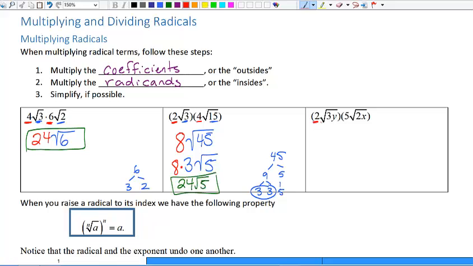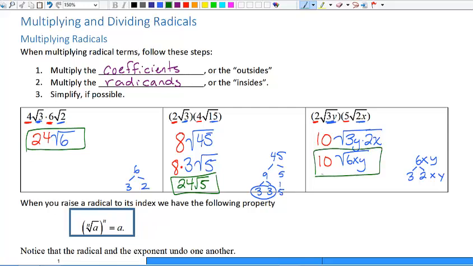On the next problem, we have 2 and 5 as coefficients, so we're going to multiply those to get 10. Under the radical, we have 3y and 2x, so I'm going to multiply both radicands. 3y times 2x, that's 6xy. 6xy, we need to reduce in step 3 if possible. So 6 breaks down to 3 times 2 times x times y. It doesn't look like there's anything that's going to have a group of 2 there, so this is my final answer, 10 times the square root of 6xy.